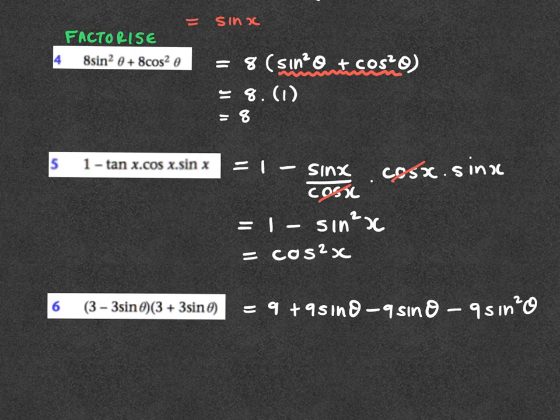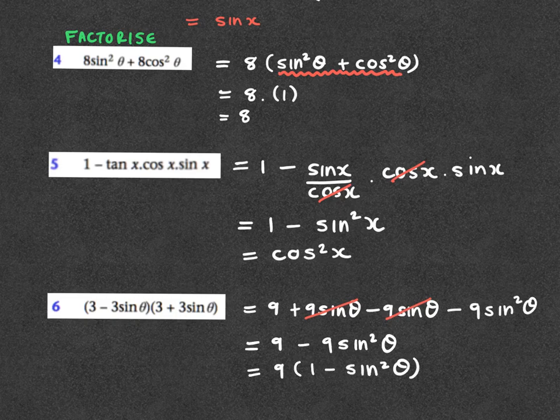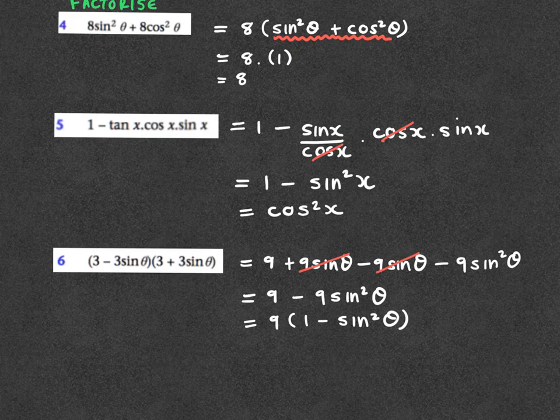All good. So what happens? These middle terms are going to fall away. We are left with, what are we left with? We're left with 9 minus 9 sine squared theta. So again, factorize. Common factor of 9. We're left with 1 minus sine squared theta. And you should see where this is going. That 1 minus sine squared theta just becomes cos squared theta. So your final answer would just be 9 cos squared theta.